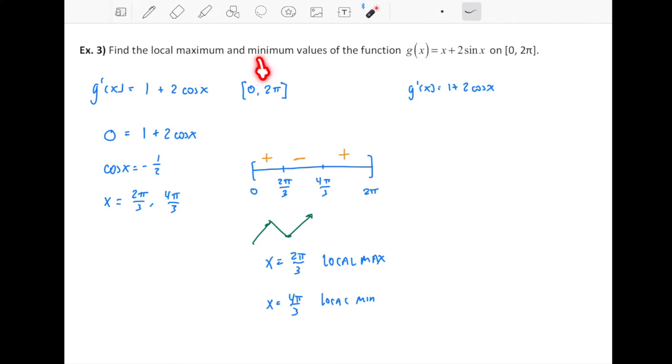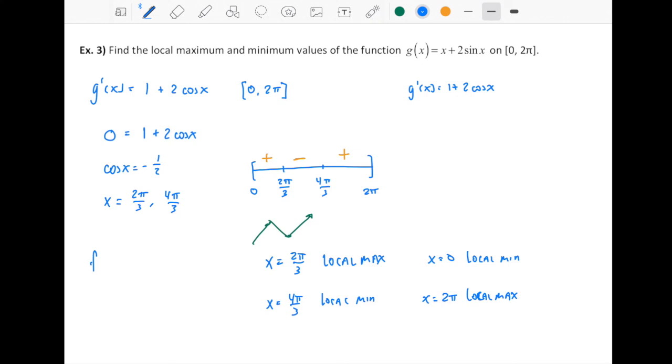Now we find the critical values, we test the critical values, we also need to test the endpoints. Now what I see here is at x equals 0, thinking about the graph, from that endpoint it's going to be increasing. That endpoint is going to be at least a local minimum. Have to check the endpoints. On the right side, we're increasing and then stopping at 2 pi. That means that 2 pi has to be at least a local maximum. If I wanted to find whether or not these were absolute maximums or minimums, I would need to go in and evaluate the function.